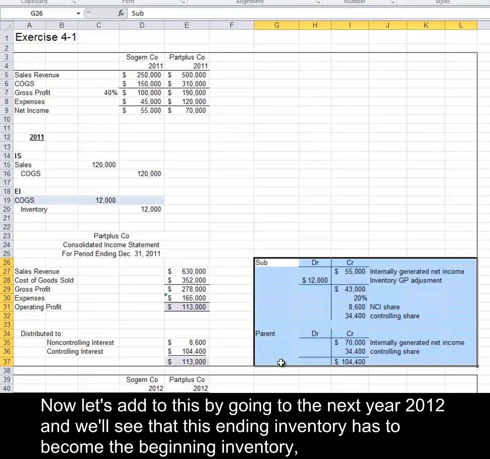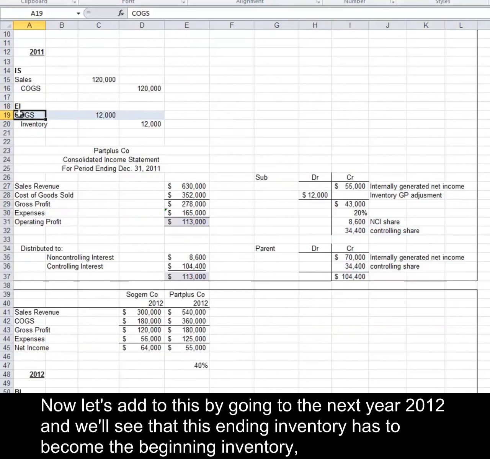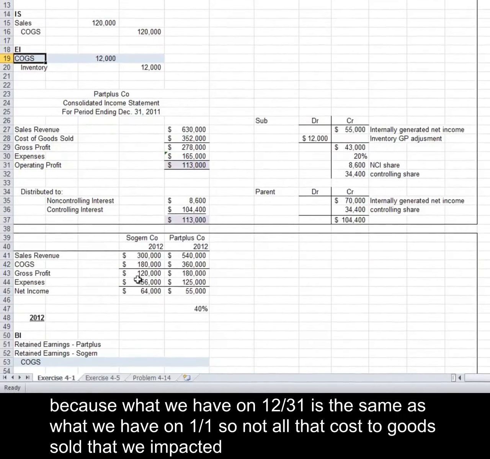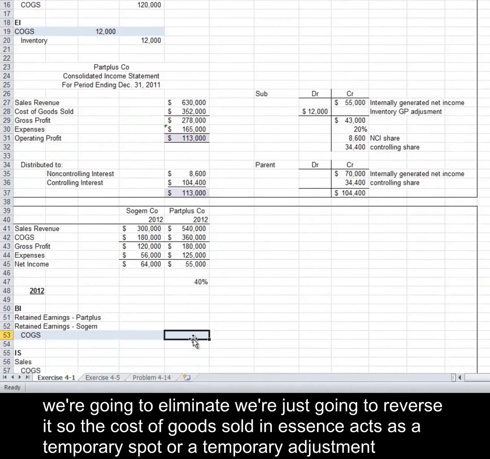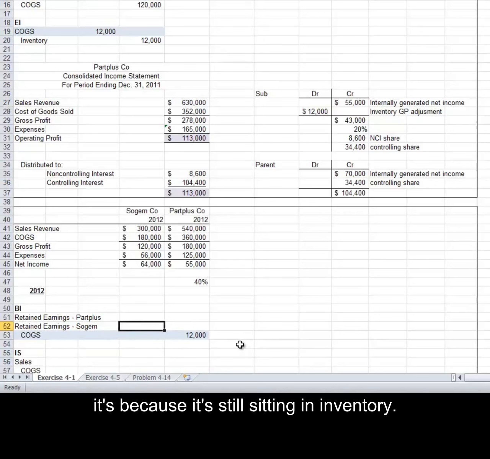Now let's add to this by going to the next year, 2012, and we'll see that this ending inventory has to become the beginning inventory, because what we have on 12/31 is the same as what we have on 1/1. So now that cost of goods sold that we impacted, we're going to eliminate. We're just going to reverse it. So the cost of goods sold in essence acts as a temporary spot or a temporary adjustment to reflect that the inventory hasn't actually gone through cost of goods sold. It's because it's still sitting in inventory.